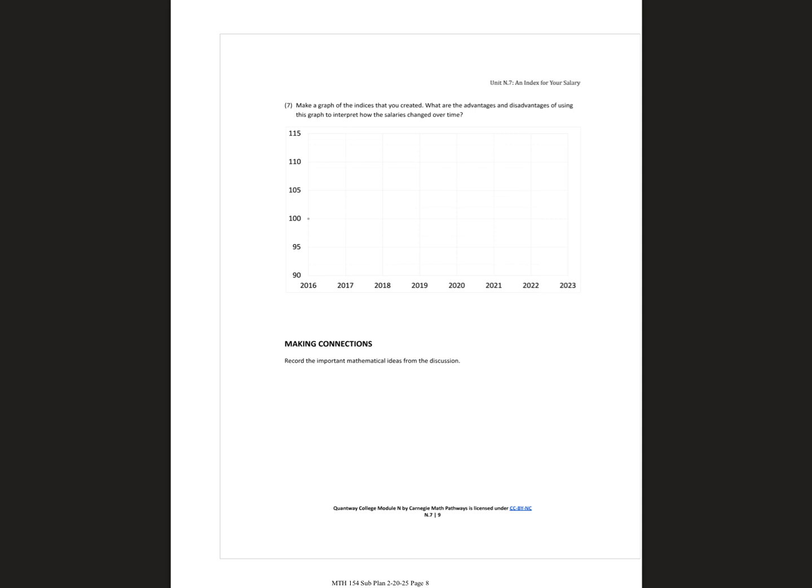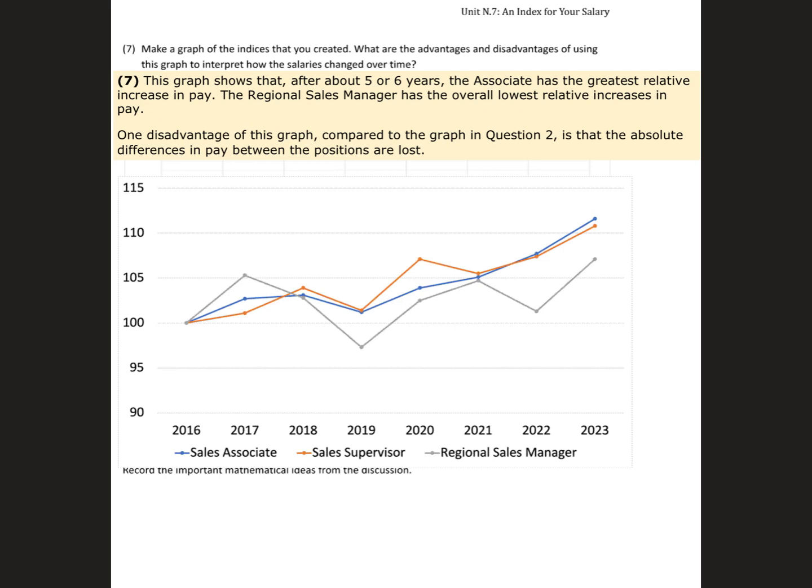The next one asks us to make a graph of the indices that we just created on the previous page and discuss the advantages and disadvantages of using this. So you're going to plot these points on here, similar to what we did before, possibly using a different color for each one. This graph shows that after about 5 or 6 years, the associate has the greatest relative increase in pay, and the regional sales manager has the overall lowest relative increase in pay. One disadvantage of this graph, compared to the graph we did in question 2, is that the absolute differences in pay between the positions are lost.